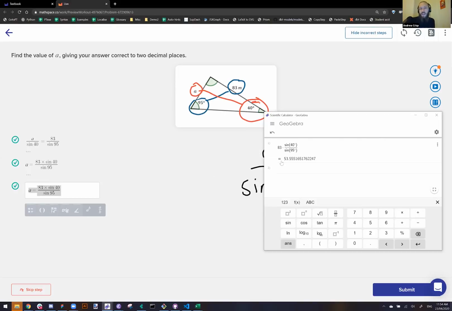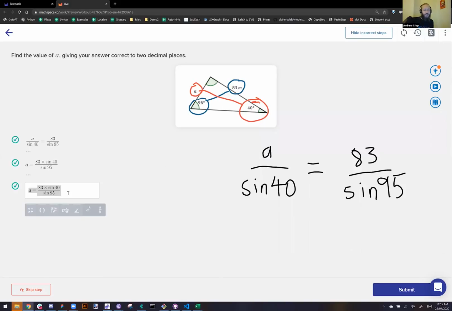And the answer is 53.555. We've got to round that to 2 decimal places. It looks like 53.56 is our answer. 53.56, go. Awesome.